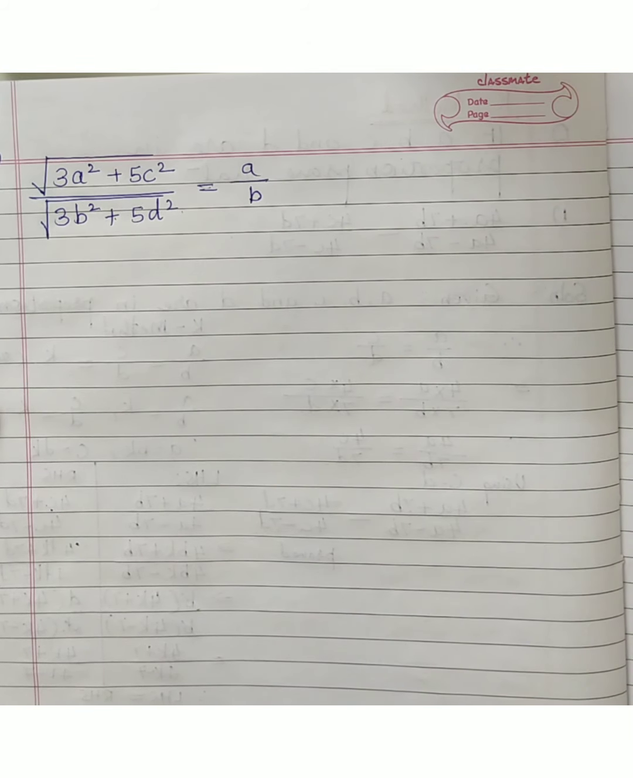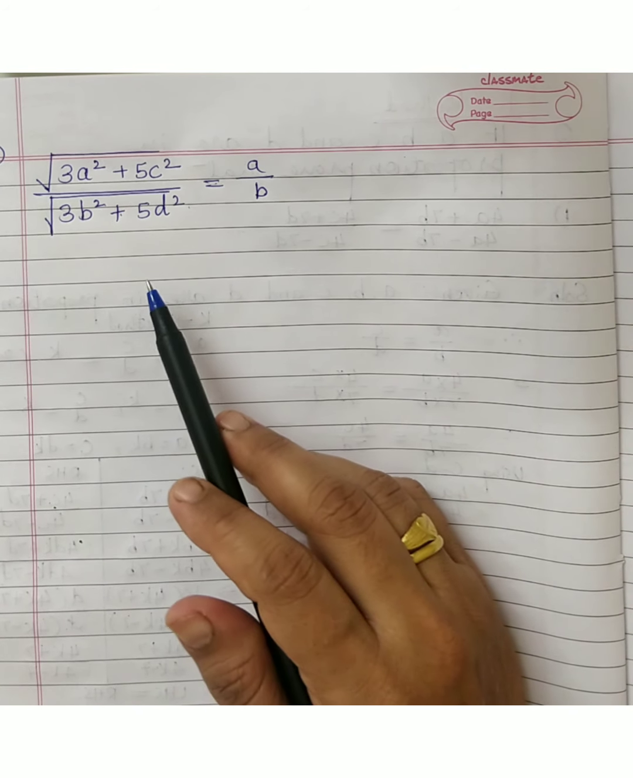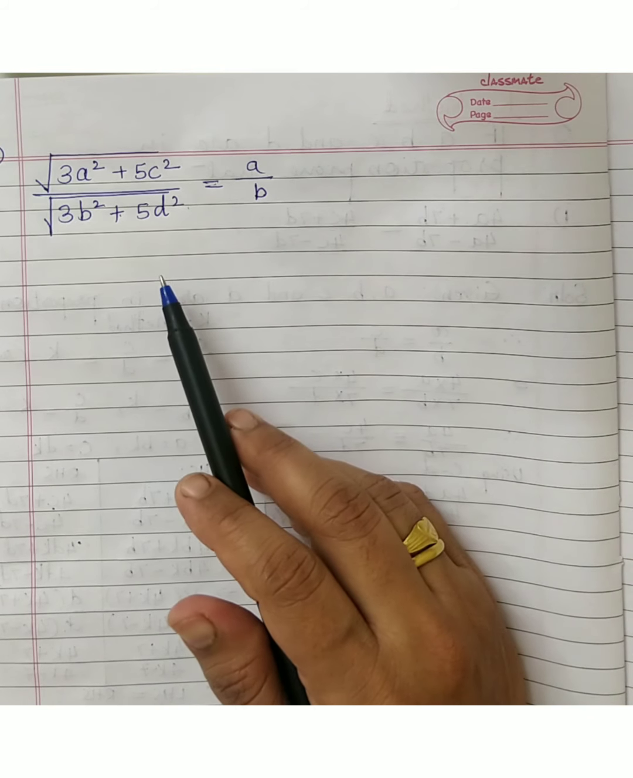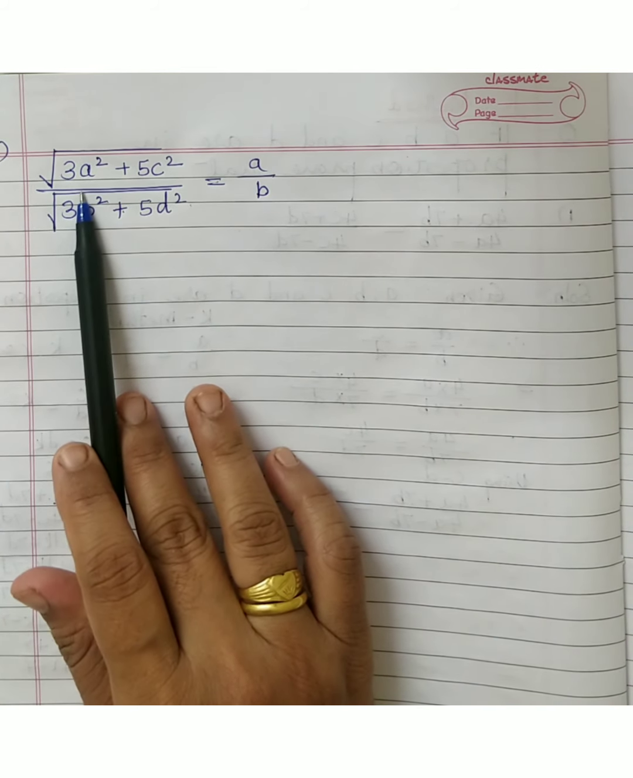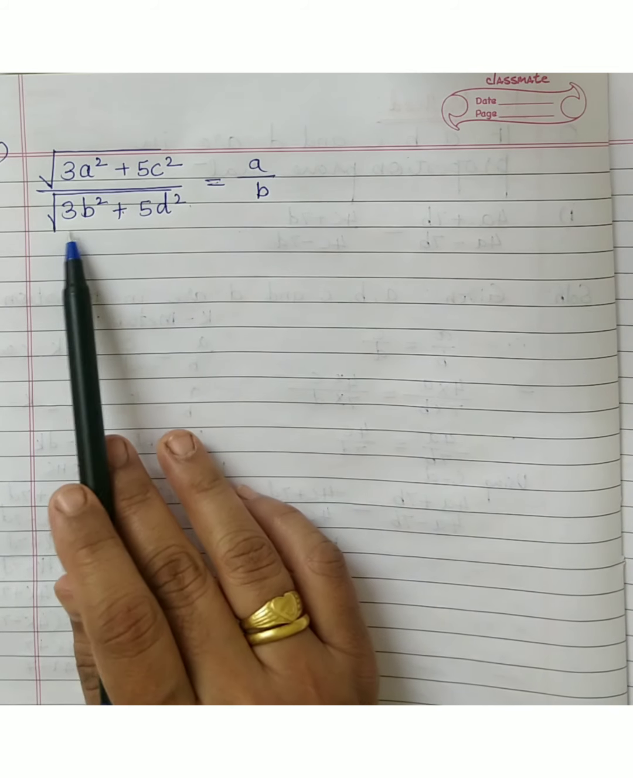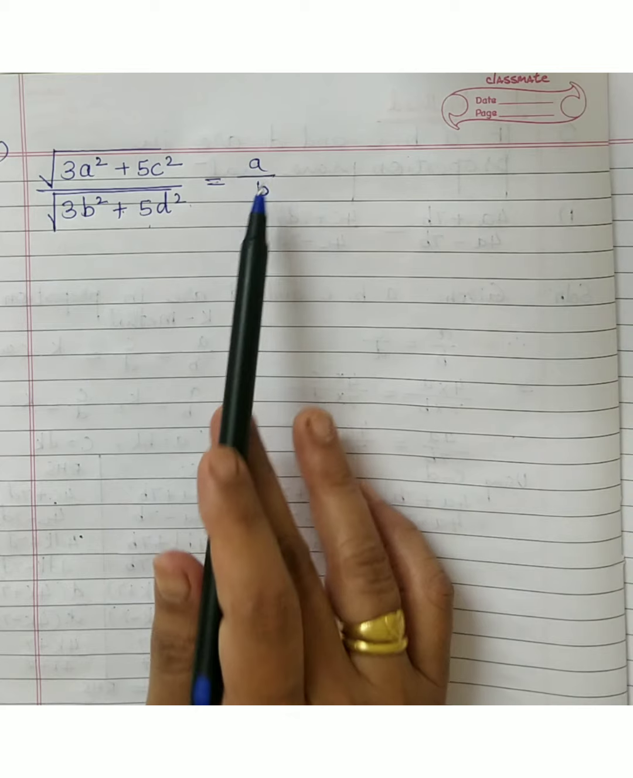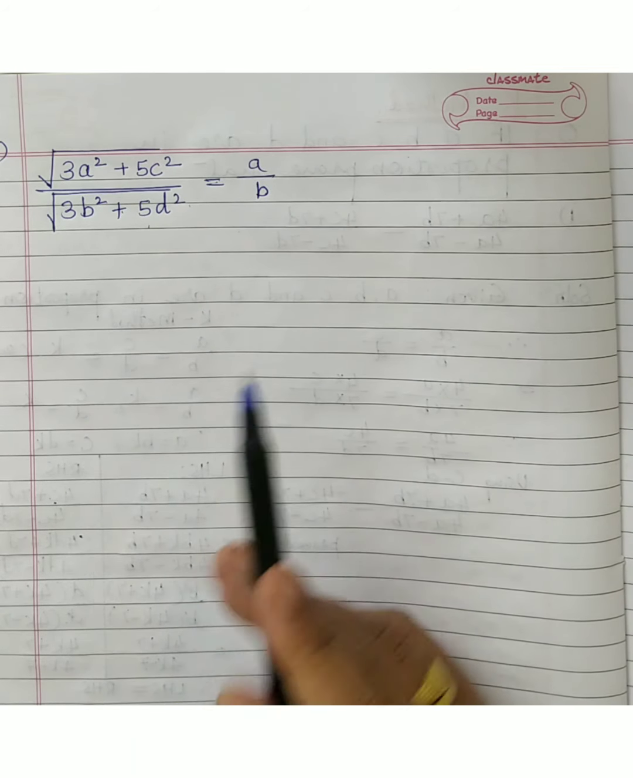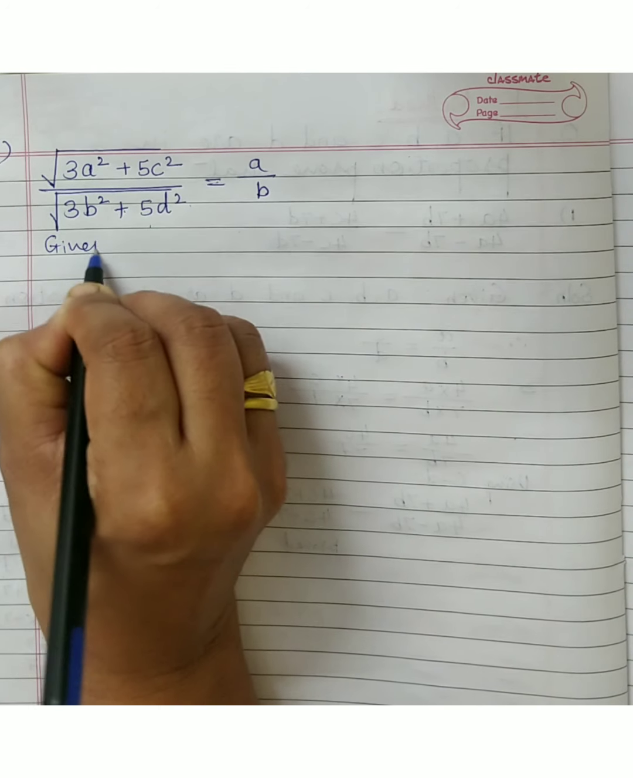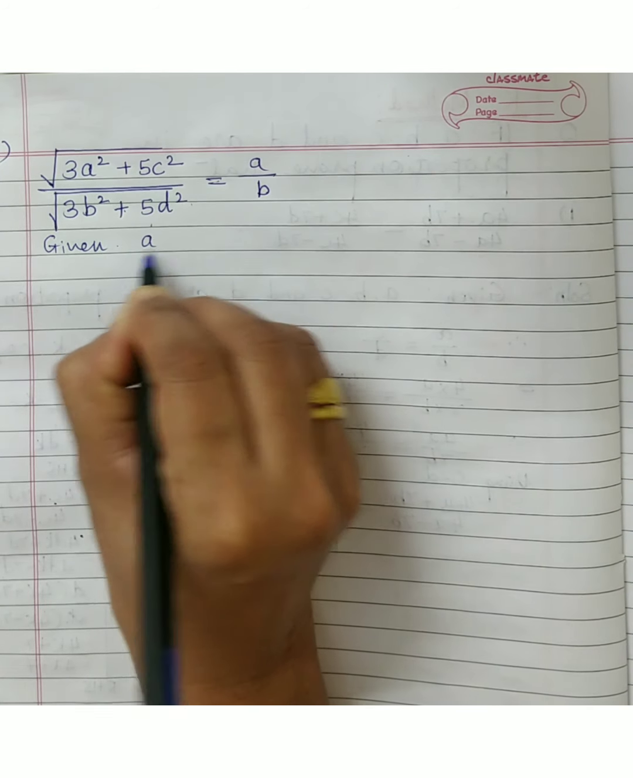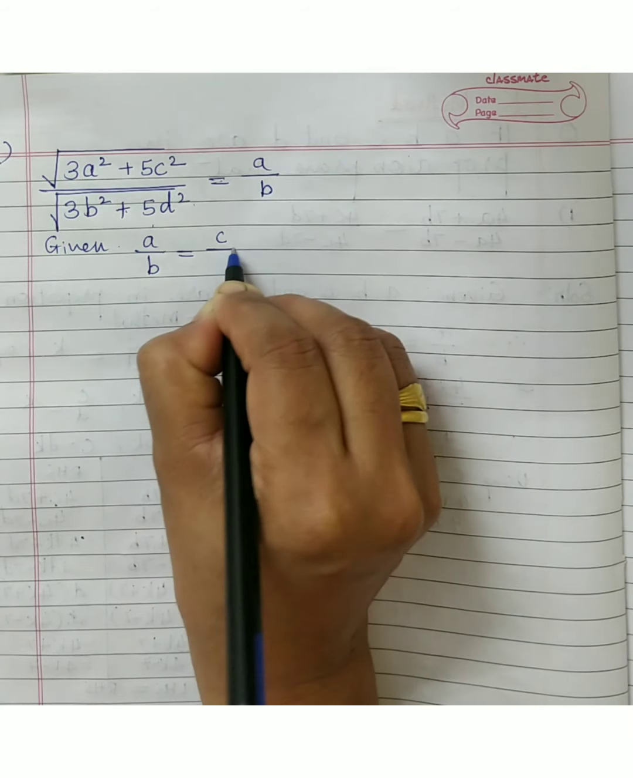Now look at this question, children. Again, the heading of the question remains the same. If a, b, c, d are in proportion, prove that under root 3a square plus 5c square upon under root 3b square plus 5d square is equal to a upon b. Now here the given part to us is only this much: a, b, c, d are in proportion, so a upon b equals c upon d.